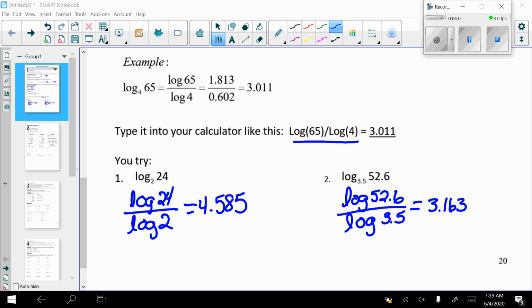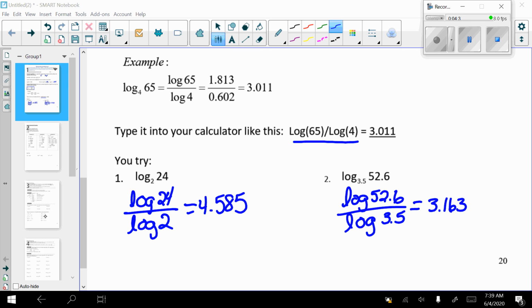Okay, so hopefully you gave that a try. I turned it into log of 52.6 over log of 3.5. And then again, I put this in the calculator. If you are going to put it all in one like this, make sure you close that parentheses right there. Otherwise, it puts this inside the log over here. So just make sure you close that parentheses. Okay, so hopefully that makes sense.